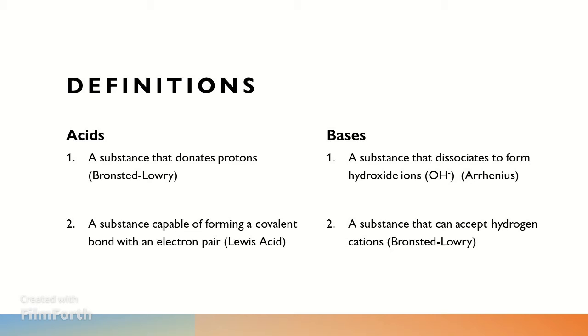On the base side, a base is a substance that dissociates to form hydroxide ions, which are OH. That's Arrhenius's definition. And then the broader definition that's used more generally is a substance that can accept hydrogen cations, and that's the Bronsted-Lowry definition as well. So Bronsted and Lowry both came up with these ideas at the same time, and so they're both attributed to them.